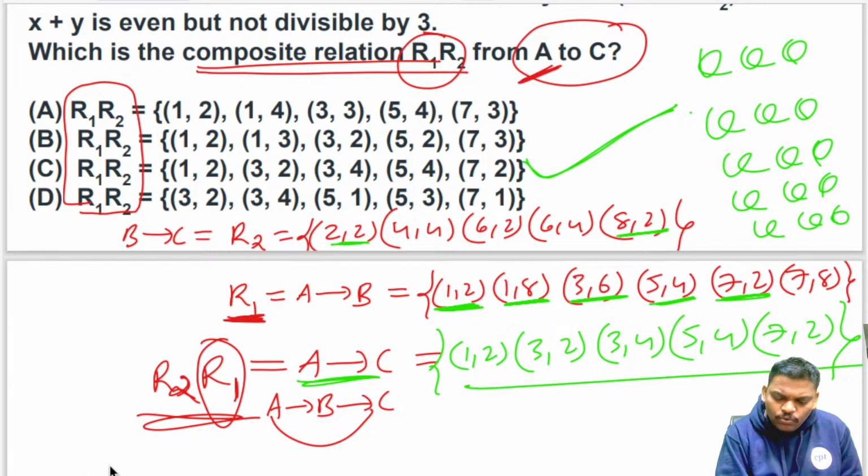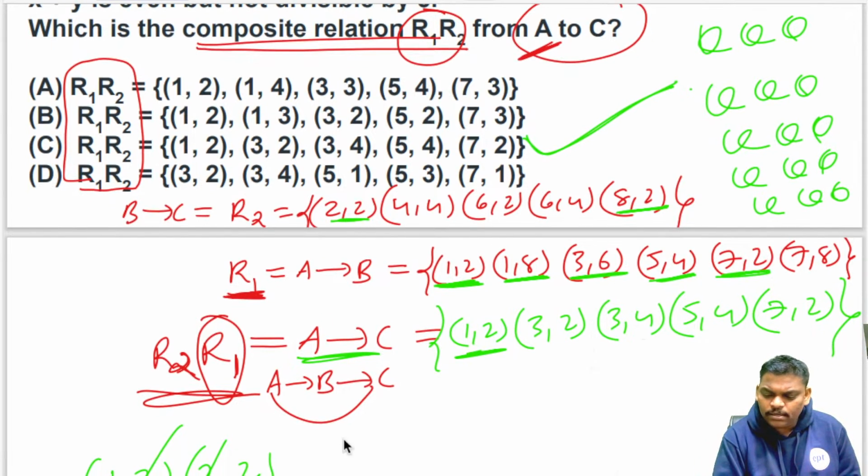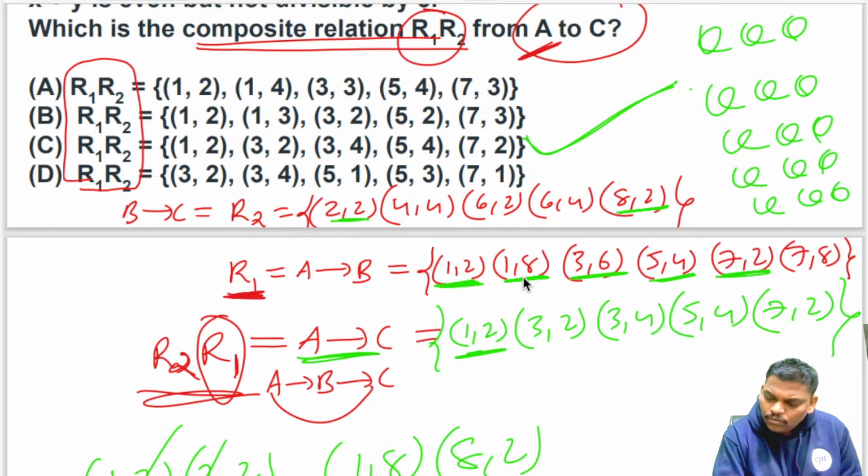See, 1, 2. 1, 2, 2, 2 cancel. So 1, 2. Next one, 1, 8 in R1. In R2, starting with 8, 8, 2. The 8, 8 cancel. So 1, 2.